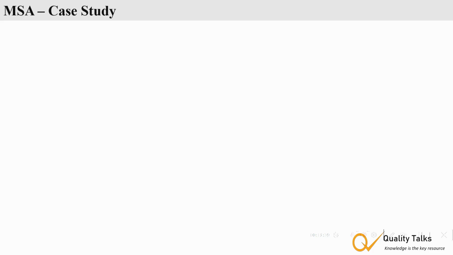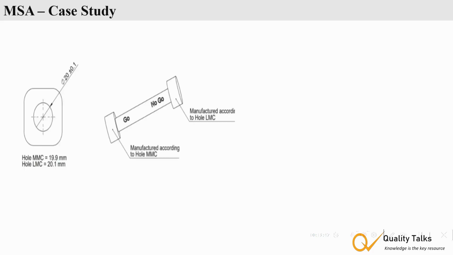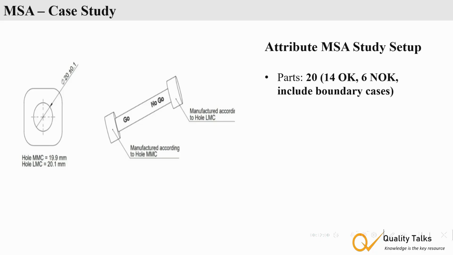Now let's understand attribute MSA using a practical case study. We have a part where hole is to be checked by a go no go gauge. So the decisions are only two, OK and not OK. We will have 20 parts. Out of 20, 14 parts are OK. 6 parts are not OK. Out of these 20 parts, we have some parts, those are at boundary conditions.